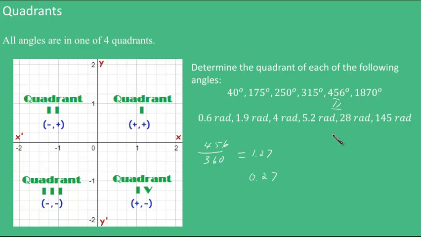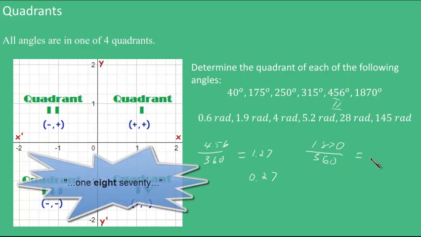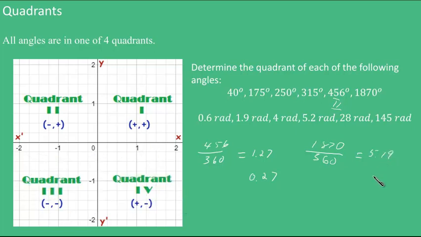Now how about this one, 1870? Well, I simply take 1870 and divide it by 360. Remember, 360 corresponds with 1 revolution, so I'm finding out how many revolutions we have. That's 5.19. So that's the same as 0.19. Notice 5 revolutions, that means 1, 2, 3, 4, 5.